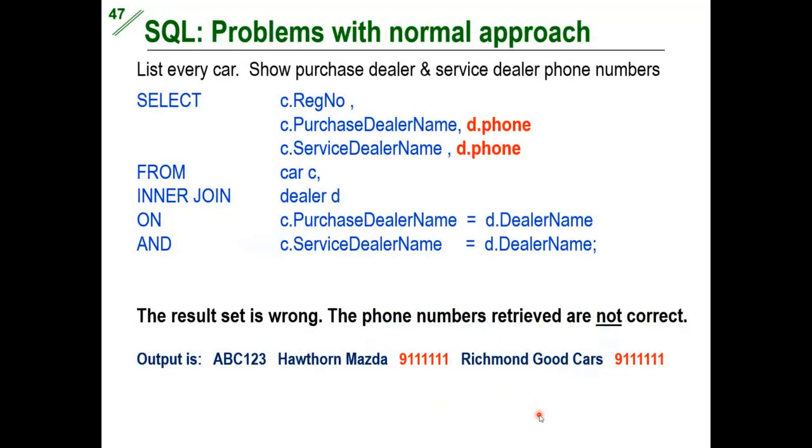Right now, say for example, my boss asks me, "Ravinder, can you please produce a report? I want all the vehicle details, and who we bought this vehicle from, so the dealer name and their phone number, and who serviced that vehicle, and what is the phone number of that service dealer." All right. So what I do is, I know I need to grab some information from both tables.